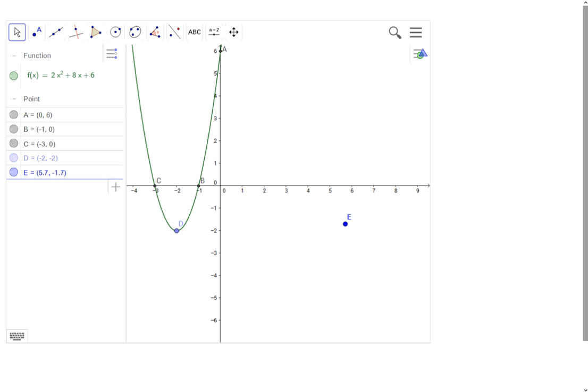Okay, so you can see A is your y-intercept, so that's 0, 6. B and C are your x-intercepts, so that's minus 1, 0, and minus 3, 0. And your minimum point is minus 2, minus 2. Okay, let's take another example.